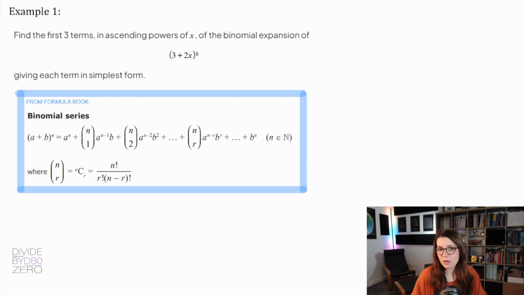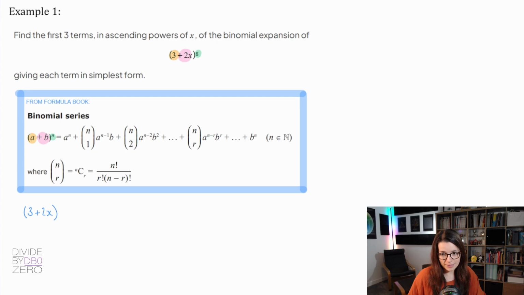Instead, we're going to use the binomial series formula, which is given to you in your formula book. This is a copy from the Edexcel book, but you'll be given something similar no matter what exam board you use. And really, it's just a case of substituting into the formula. So here we've got a, and in the question a is 3, b in this case is 2x, and n, the power with which we want to expand, is 8. So now we can just carefully sub into the formula.